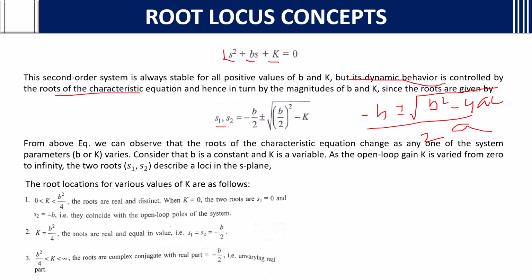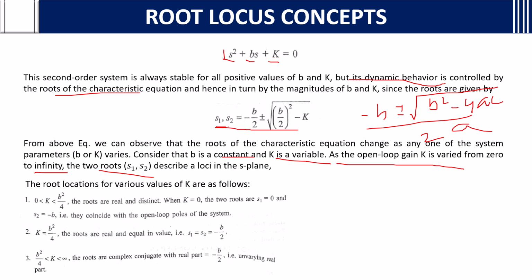Consider that b is constant and k is variable. We are considering that b will be a constant of some value and k will be varying over different values. As the open loop gain k is varied from 0 to infinity, the roots s1 and s2 describe a loci in the s-plane. The root locations for various values of k are as follows. See how the root values change. We are going to discuss based on these roots what we get in the equation.